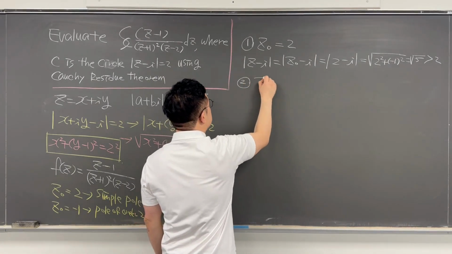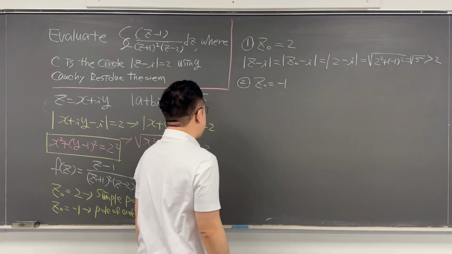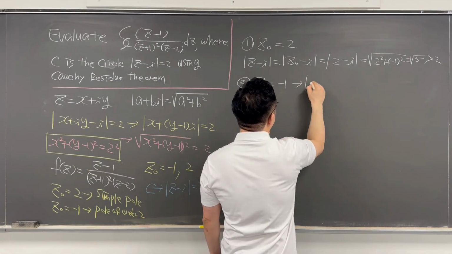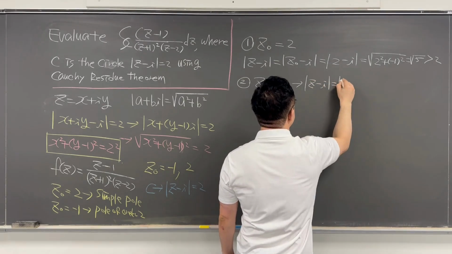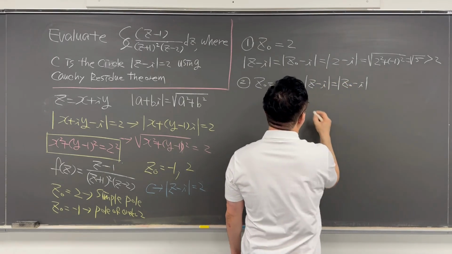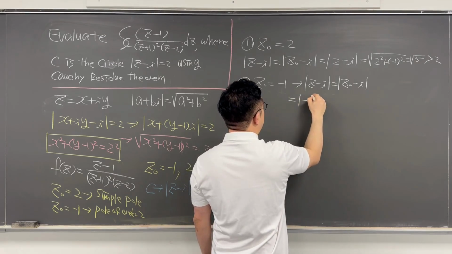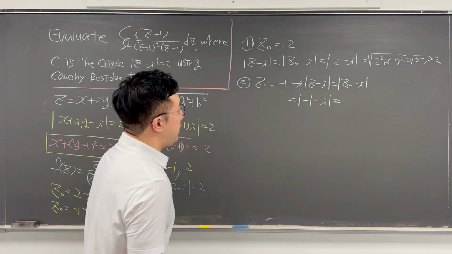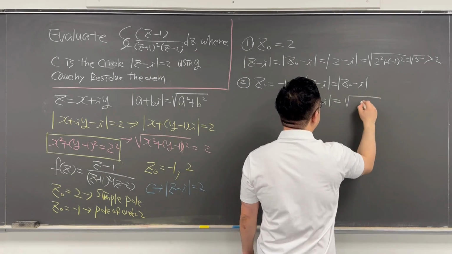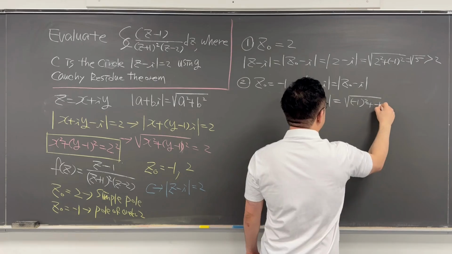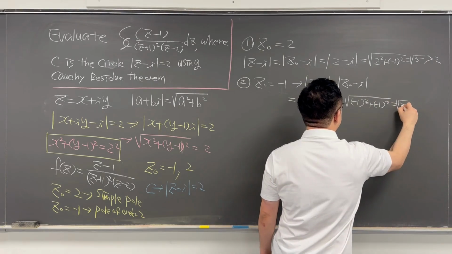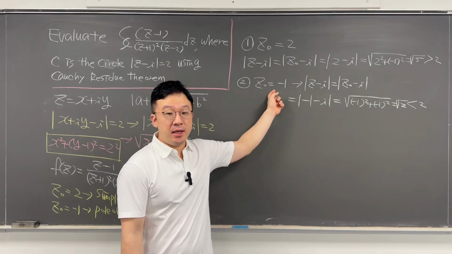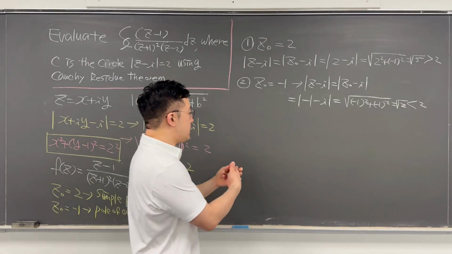And move on to z naught equal to -1. This is the pole of order 2. So in that case, the absolute value of z minus i is z naught minus i, that is simply the absolute value of -1 minus i. Using the complex arithmetic rule, this is the same as the square root of (-1) squared plus (-1) squared, which is the square root of 2, that is less than 2. So that means that z naught equal to -1 is inside of your curve C. So this is the one that we need to consider.